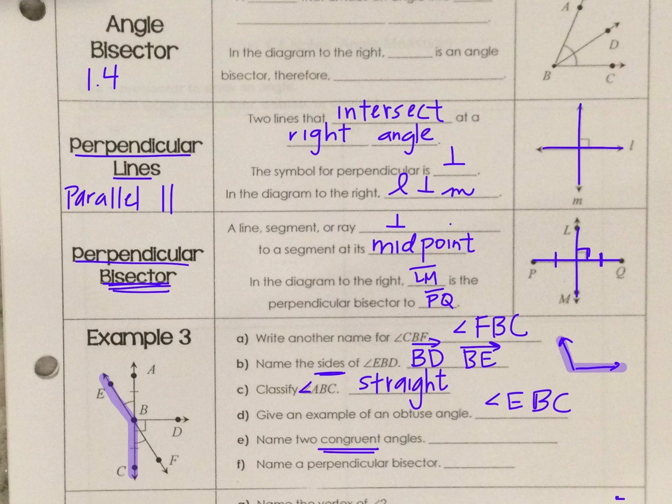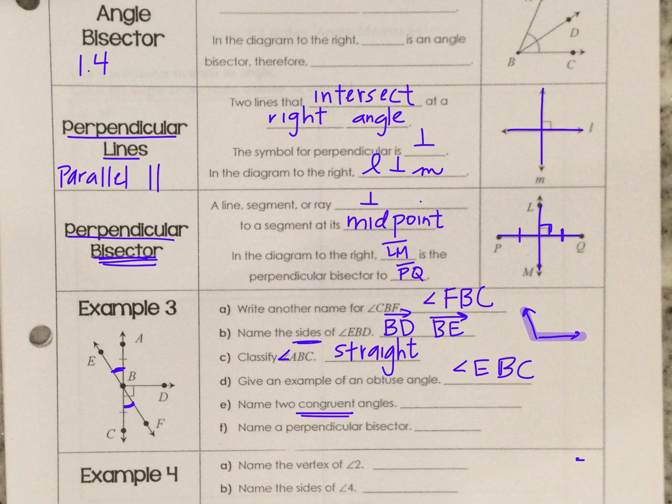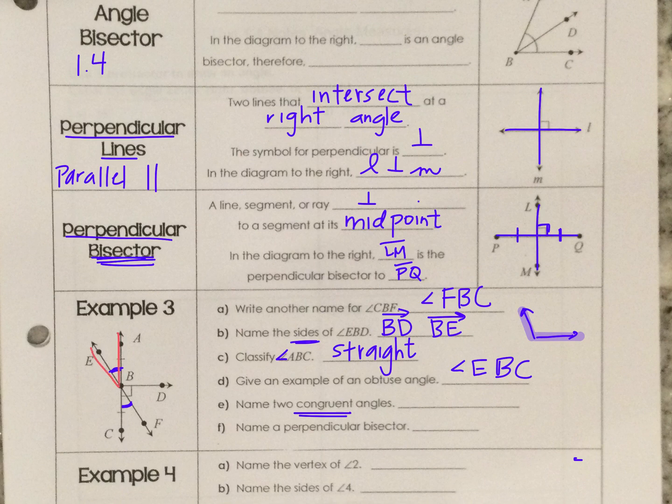Name two congruent angles. That means that the angles have to have those marks on them that tell me they're congruent. So I see marks, I see the arch or the rainbow right here, and I see it right here. That tells me that those angles are congruent. So, oops, sorry. So this angle, angle EBA, is congruent to angle EBF.